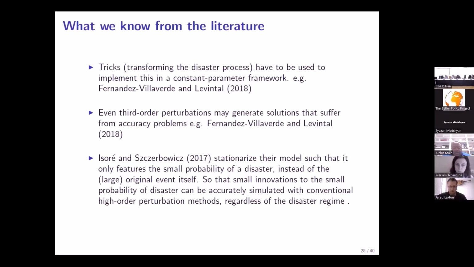There is a paper in 2017 that stationarizes the model in such a way that only features of the small probability of a disaster appear, instead of the large original event itself that may be generated by the shock. In that case, only small innovations to the small probability of disaster can be accurately simulated with conventional higher order perturbation, regardless of the disaster regime. So basically you hide the effect of the big shock, and then you focus on the small probability. Those are the type of tricks that people have used in the literature.